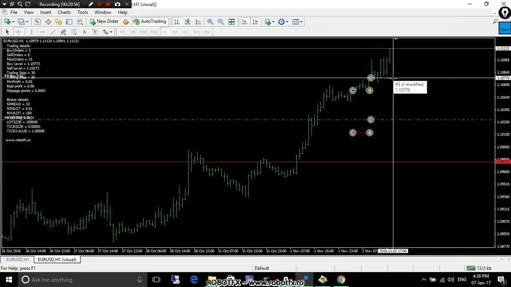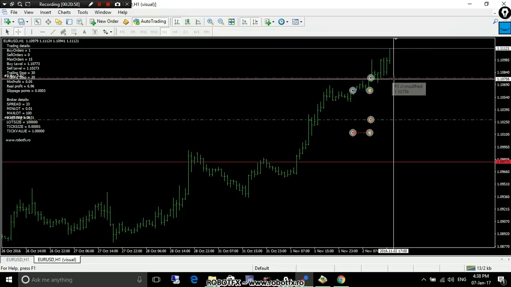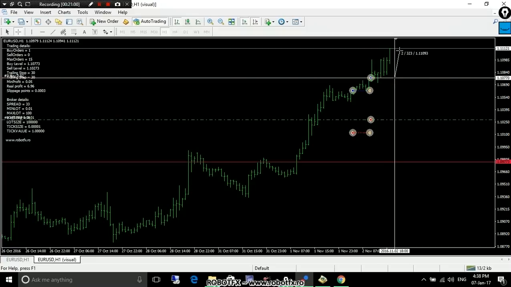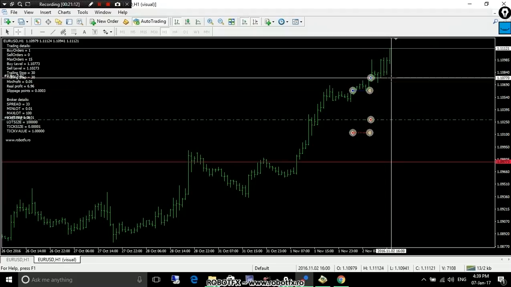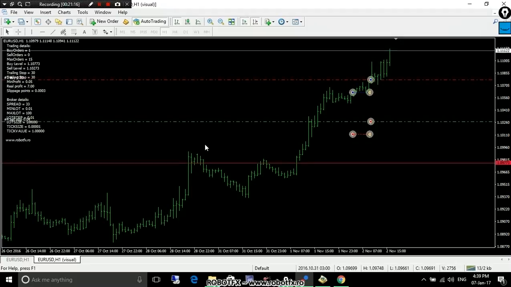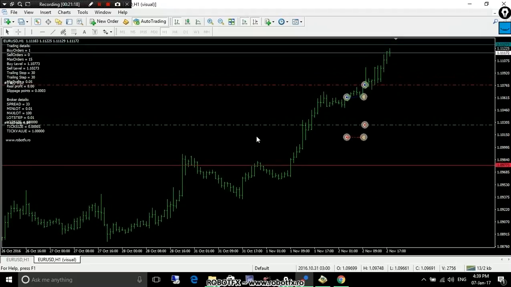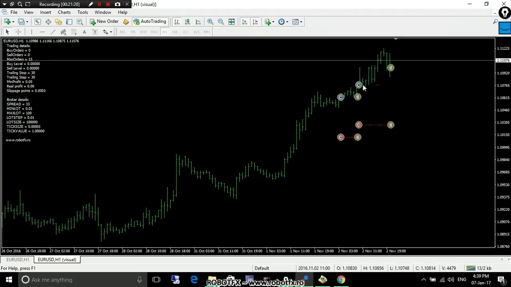As I explained in the first video, it places a break even at the trailing stop distance. Trailing stop is basically the break even. Once the price moves trailing stop pips in your favor, the break even is placed somewhere close to the entry level. All right, the non-lag moving average changed the color again.